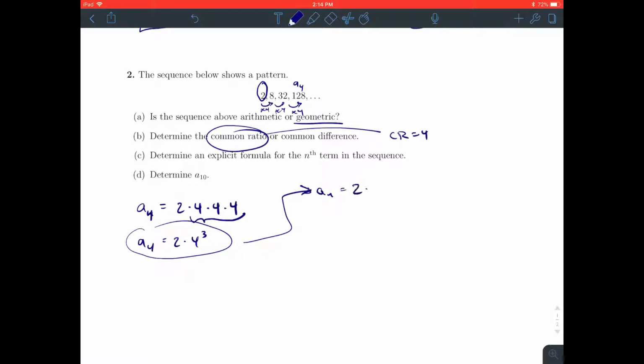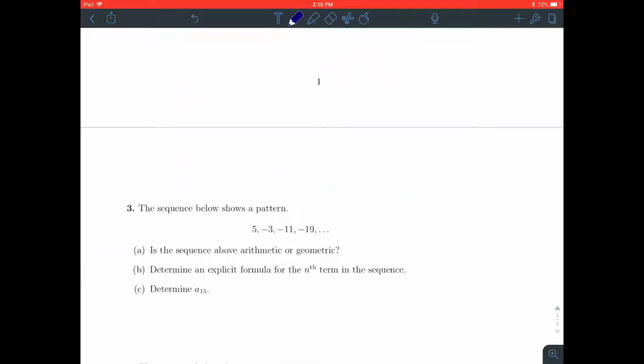So for A sub n, the formula will be 2 times 4 to the, well, to get to the fourth one, we multiply by 4 3 times. To get to the nth one, we'll multiply by 4 n minus 1 times. I'm going to leave determining A sub 10 to you guys, so you figure it out.